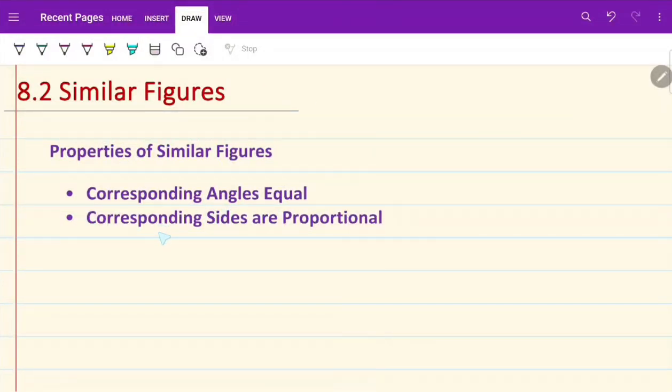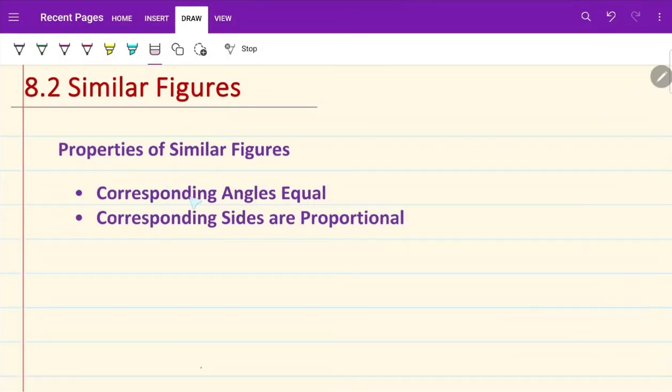Hello everyone. Today's topic of discussion is similar figures. We will first talk about the properties of similar figures. That is, we'll understand what makes two figures similar to each other, and then we will work on an application problem to apply the properties or knowledge of similar figures.